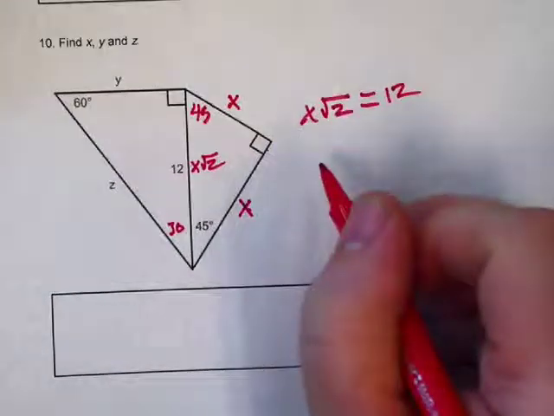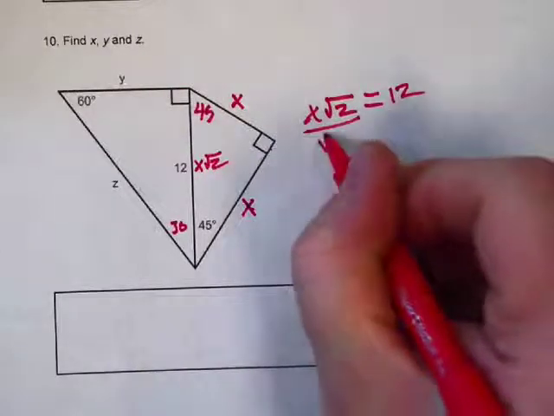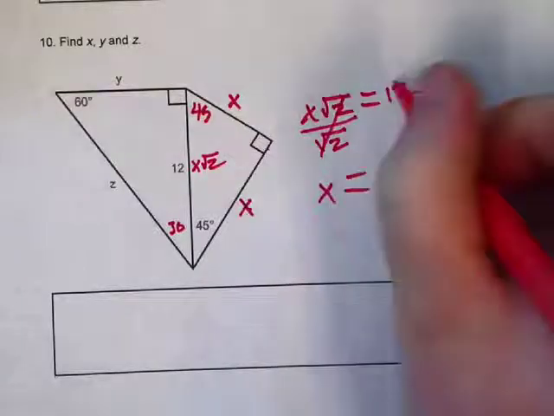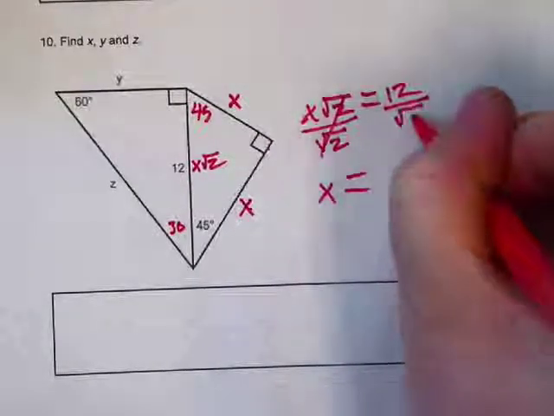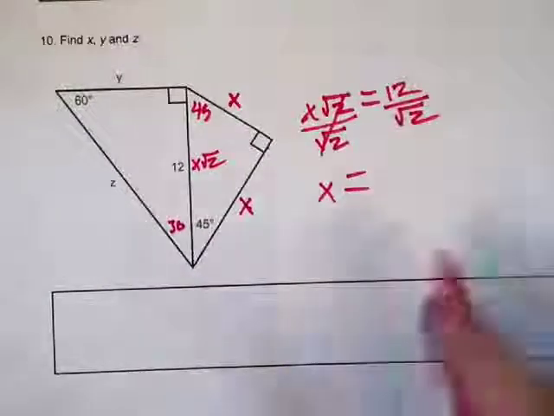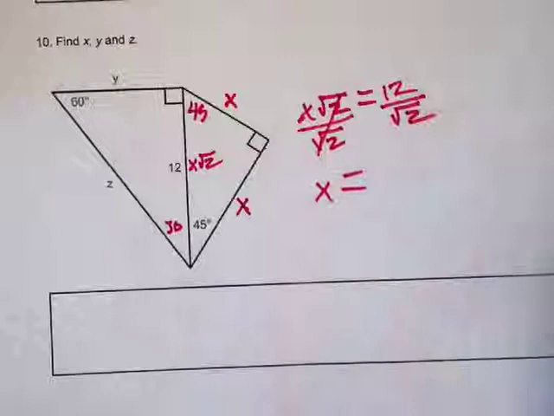So let's solve for x. We're going to divide by the square root of 2. Those cancel out, and we're going to get x equals 12 over the square root of 2. Because whatever you do to one side, you do to the other. So that's, as you can see, why you take the hypotenuse and divide it by the square root of 2.